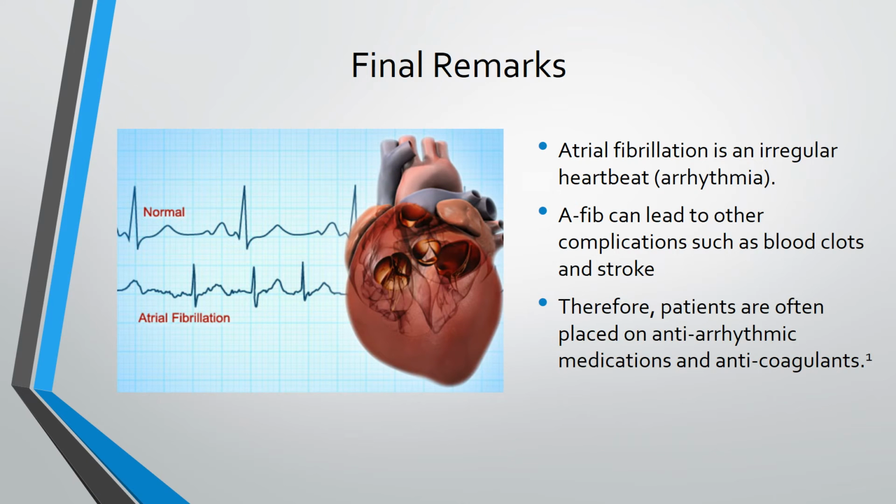To conclude, atrial fibrillation or AFib is a quivering or irregular heartbeat that can lead to blood clots, stroke, or other heart-related complications. Therefore, a patient is usually given anticoagulants to prevent formation of blood clots and antiarrhythmic medications to control the heartbeat.